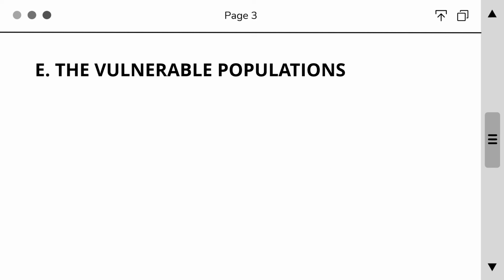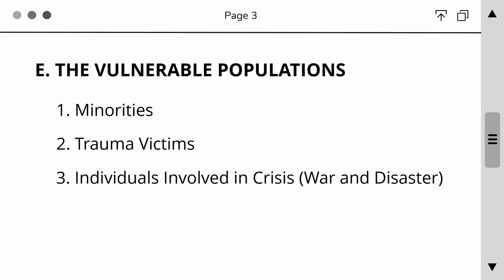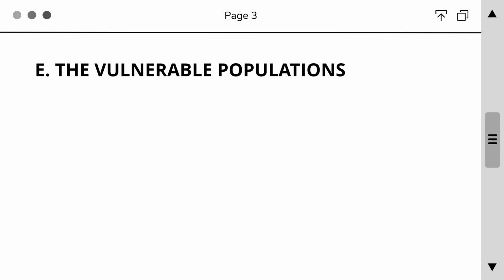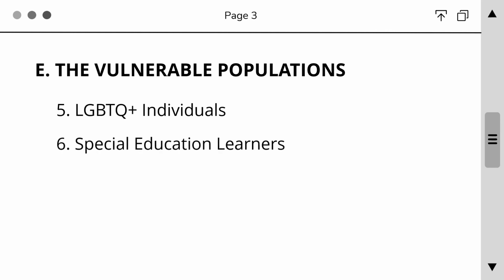Aside from the minors, we also have minorities as part of the vulnerable population. We also have the trauma victims, or those who suffer from psychological and emotional distress. We also have individuals involved in a crisis like war and disaster, and economically disadvantaged individuals. We also need to consider the members of the LGBT community and the special education learners, including learners with disability. Now, all those mentioned groups are part of the vulnerable populations, and as researchers, we need to take precautionary measures in handling them.